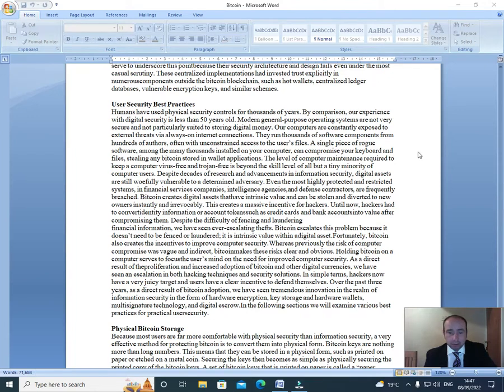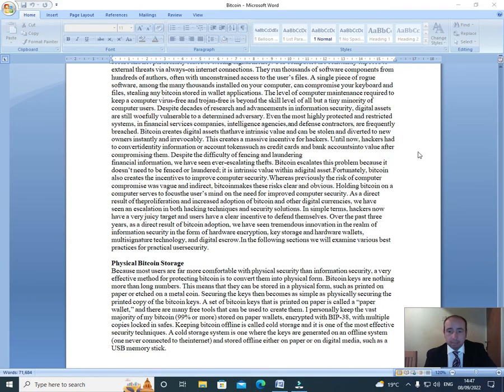A single piece of rogue software among the many thousands installed on your computer can compromise your keyboard and files, stealing any Bitcoin stored in wallet applications. The level of computer maintenance required to keep a computer virus-free and Trojan-free is beyond the skill level of all but a tiny minority of computer users. Despite decades of research and advancements in information security, digital assets are still woefully vulnerable to a determined adversary. Even the most highly protected and restricted systems in financial services companies, intelligence agencies, and defense contractors are frequently breached.